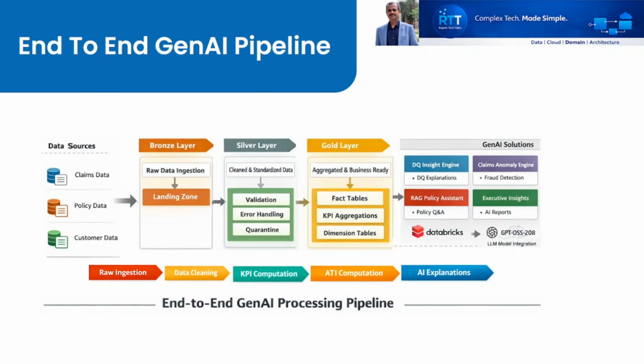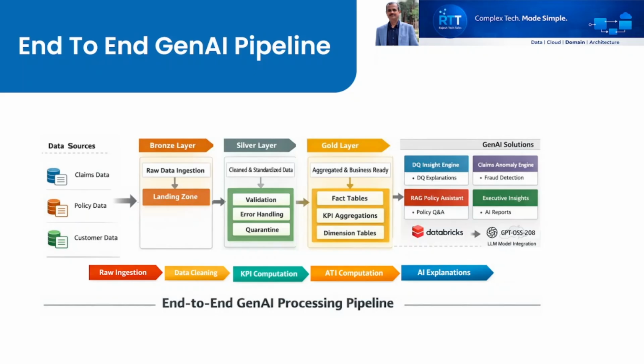Before going into the details, let me explain the big picture. Data comes from different sources like claim data, policy data, and customer data. Just to keep in mind, I have considered this system as an insurance domain system. This data first enters the system through ingestion and the landing zone. Then it goes through multiple layers: bronze layer, silver layer, and gold layer. The bronze layer is for the raw data, the silver layer is for the clean data, and the gold layer is for aggregated and business ready data.